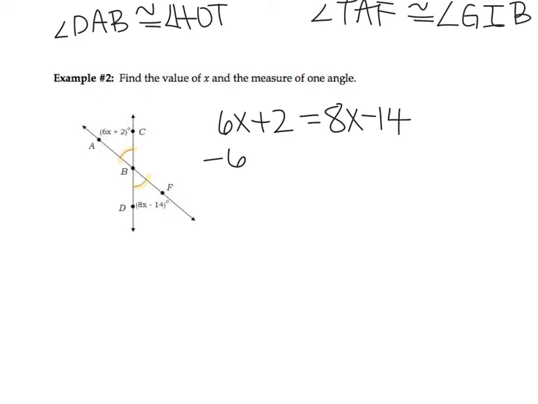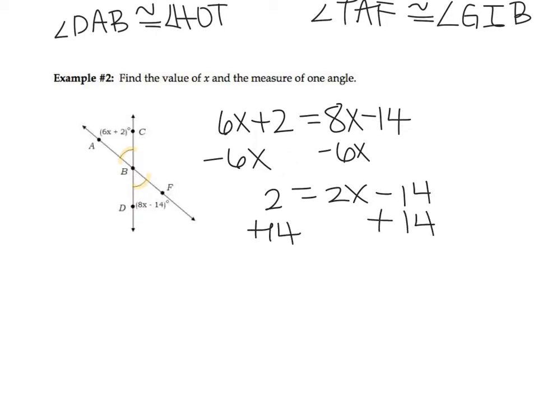I get my variables on the same side, so I'm going to subtract 6x. So we have 2 equals 2x minus 14. Then we're going to add 14 to both sides, and we get that 16 equals 2x. Divided by 2, we get x equals 8. So that is one part of the problem.